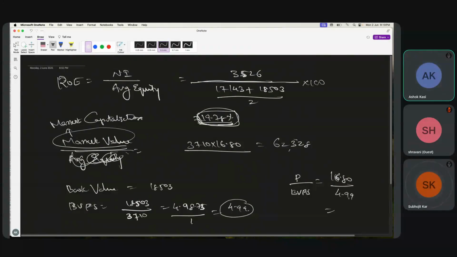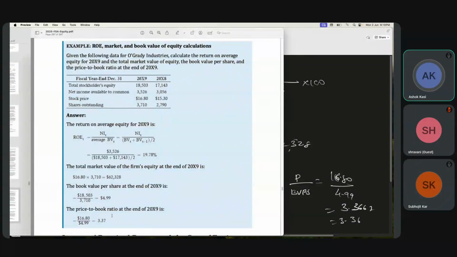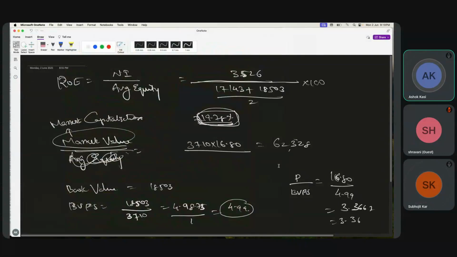Just calculate this. 16.80 divided by 4.99. It's 3.3667. So 3.36. Okay, so price to book value is 3.37. That is fine. Okay. So what is the interpretation of all these things?